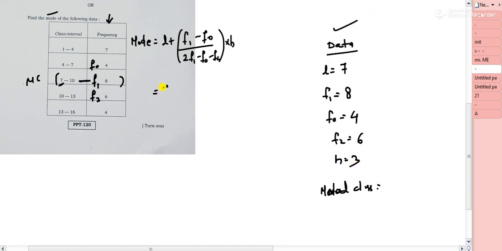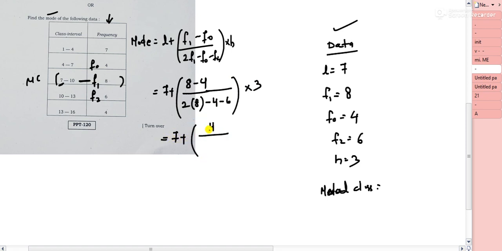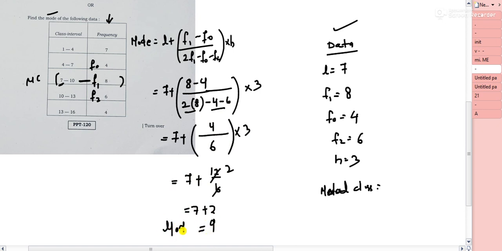Now directly substitute. 7 plus, what is F1? 8 minus 4 divided by 2 into 8 minus F0 which is 4 minus 6 into what is H? 3. So 7 plus 8 minus 4 is 4. 8 2s are 16. 16 minus 10. 4 and 6 is 10. So 16 minus 10 is 6 into 3. So you can write it like this. 4 3s are 12 by 6. 6 1 is 6. 6 2 is 12. So 7 plus 2 is how much? 9. So the value of mode is 9.